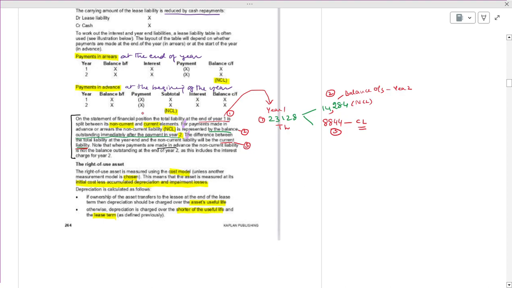First we have to take the balance at the end of year 1. The difference between the balance at year 1 and the balance at year 2 is the non-current liability. And the difference between the total liability and the non-current liability is going to be the current liability.